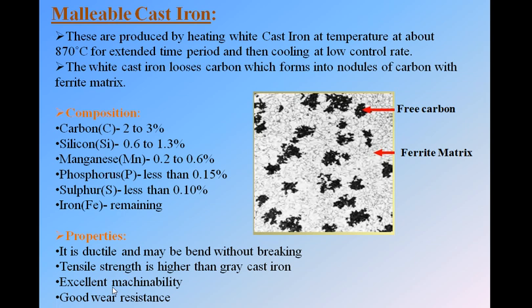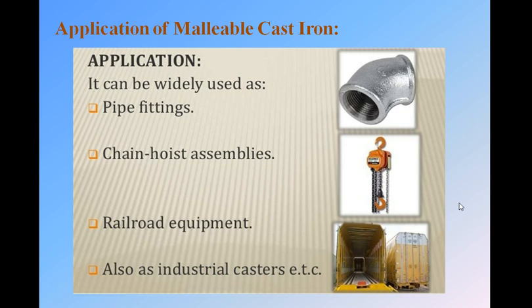Excellent machinability, as machinability always depends on the carbon percentage, or you can say the softness of the material. As it is soft, we can do various machining operations on the material. Next, good wear resistance. As it is harder due to the presence of carbon, it has good wear resistance. Next we have the applications of malleable cast iron. These are pipe fittings, chain hoist assemblies, railroad equipment, and also industrial casters, etc.